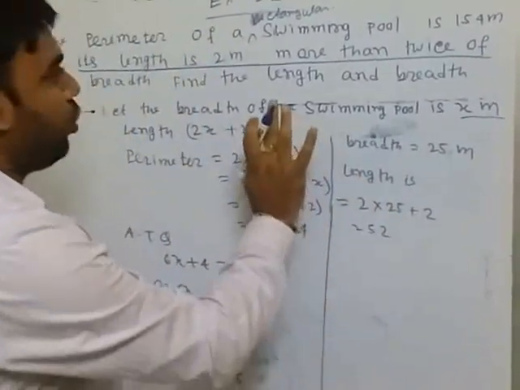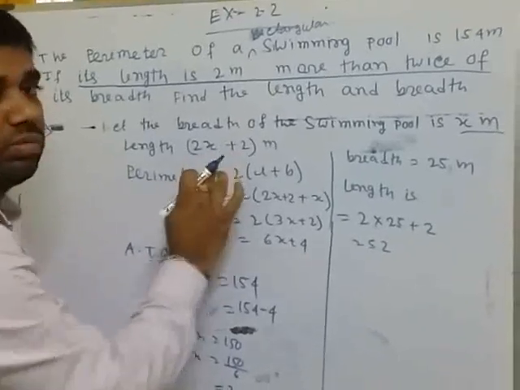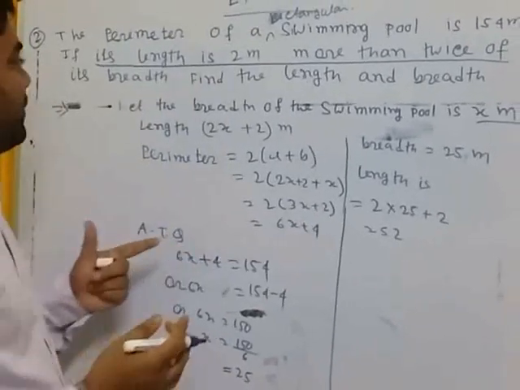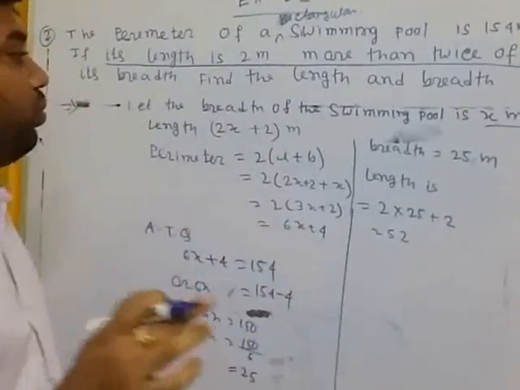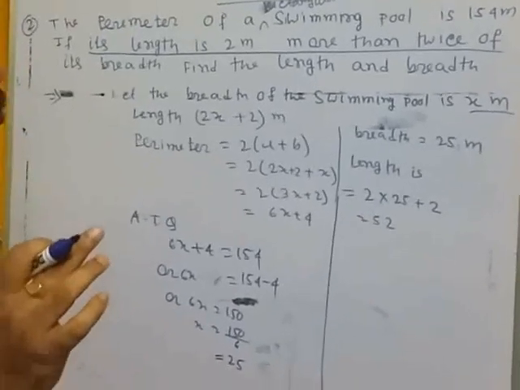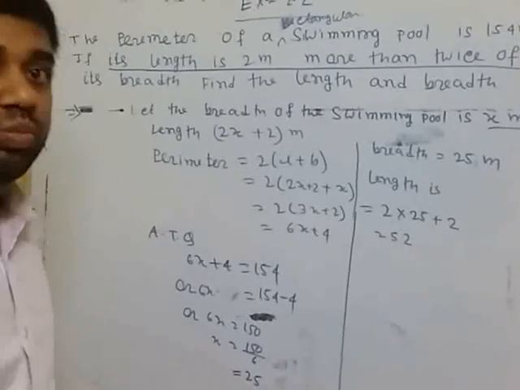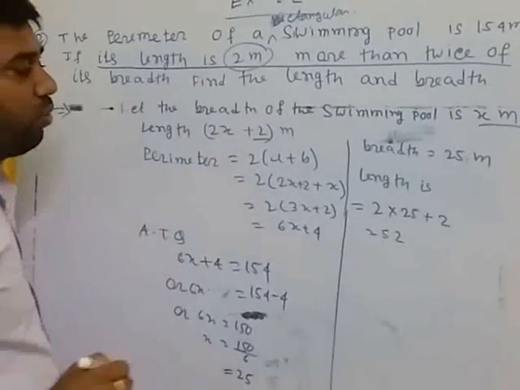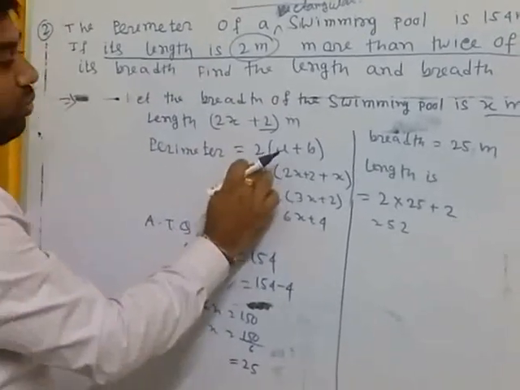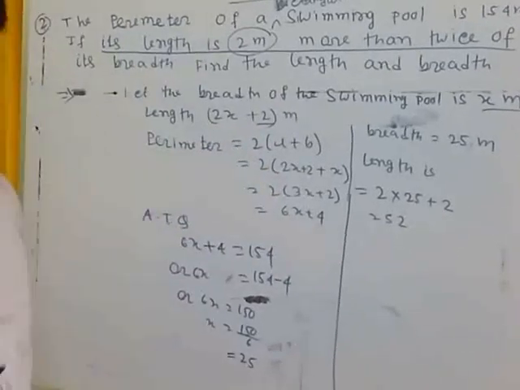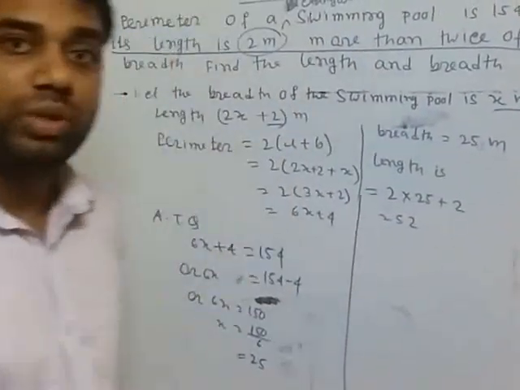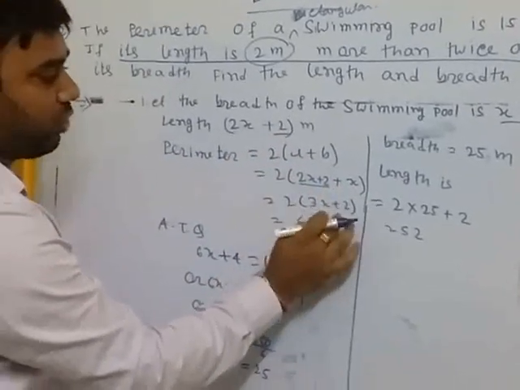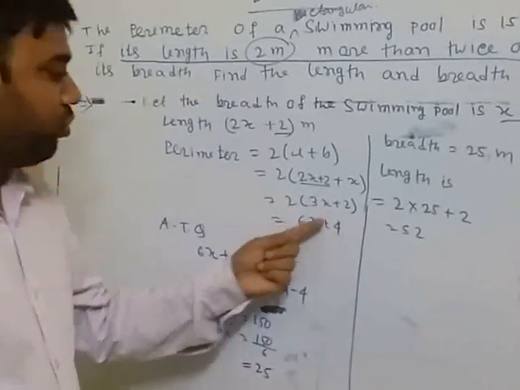Twice the breadth means twice x, that is 2x, and the length is not equal to twice the breadth. Length is twice plus 2 meter more, that's why 2x plus 2. I added 2 because it is 2 meter more. So the perimeter, as we know the formula of perimeter of a rectangle, is 2 into (L plus B), that is length 2x plus 2 meter, and breadth x, that is 3x plus 2 meter. After multiplying, 2 into 3x is 6x plus 4.